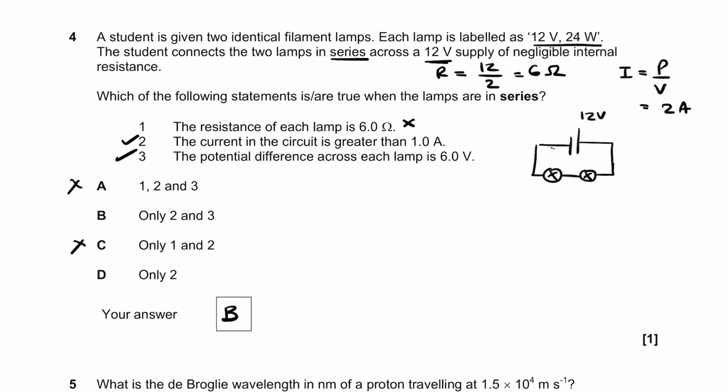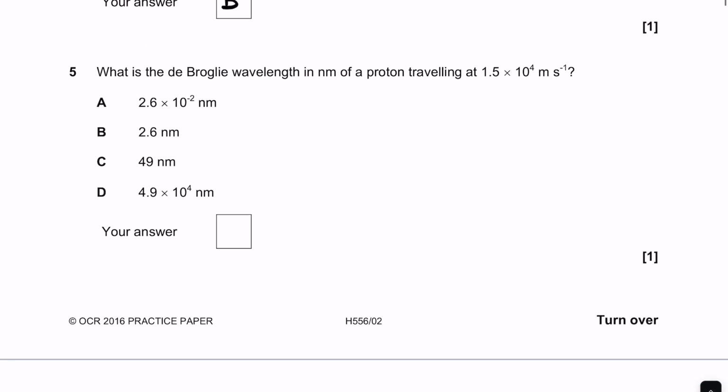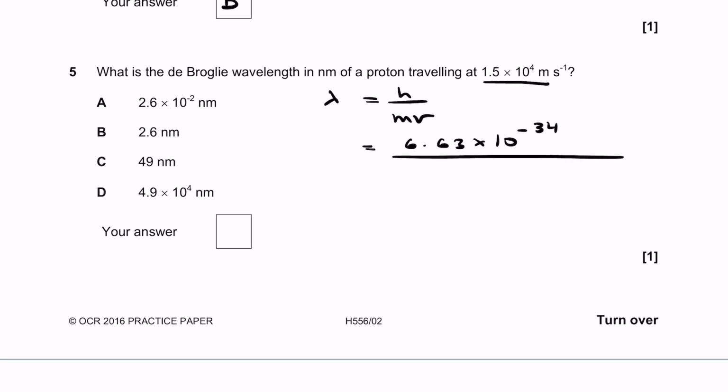Okay, so question number 5. What is the de Broglie wavelength in nanometers of a proton traveling at that much speed? Well, that's easy. Just use this equation and get your answer. Just make sure you convert it into nanometers by dividing your answer by 10 to the power of minus 9.